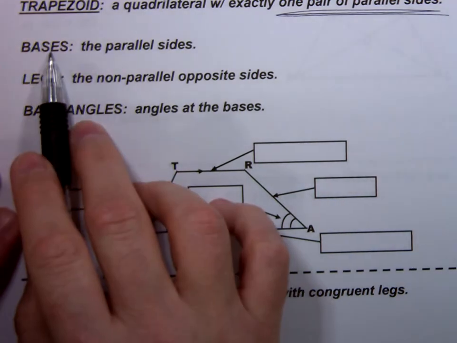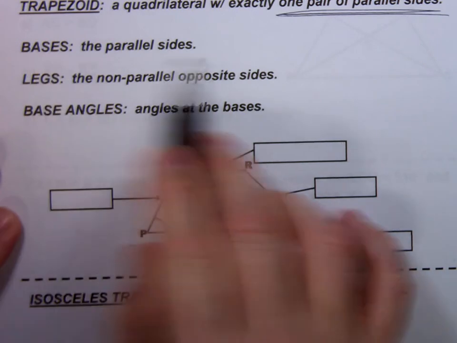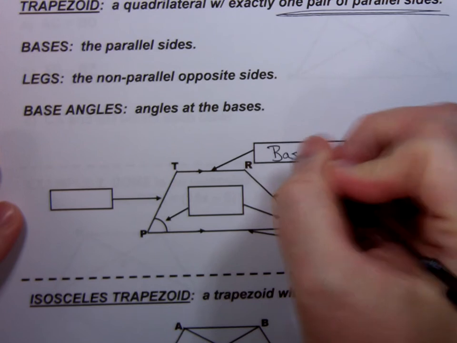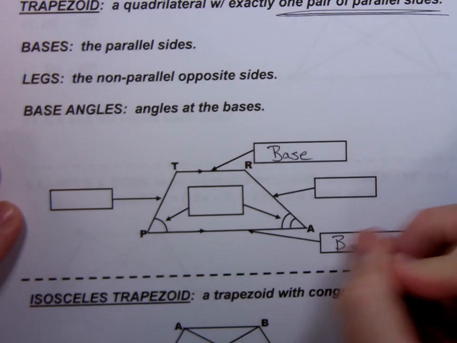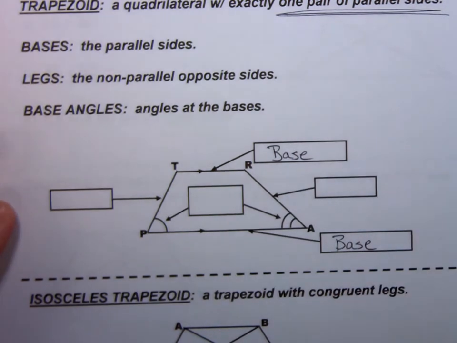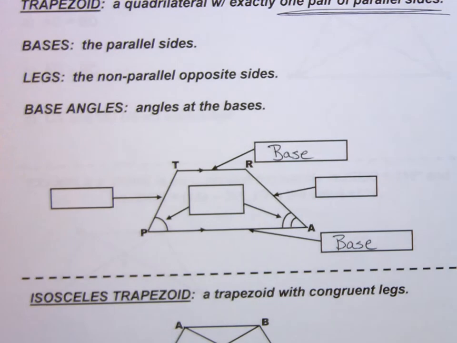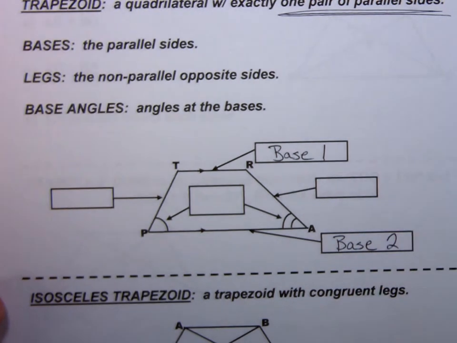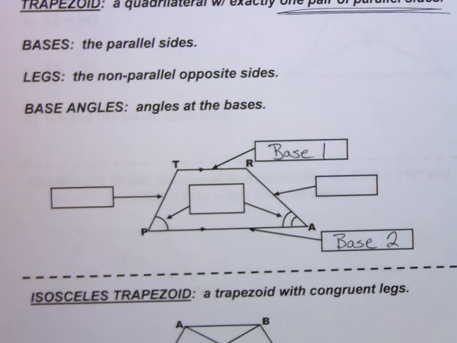Alright, different parts of the trapezoid. The bases are the sides that are parallel to each other. So this would be a base, and this would be a base. We're going to do some formulas later, and we'll refer to base 1 or base 2. It really doesn't matter which one is 1 and which one is 2, but you've got two different bases. So just to distinguish between the two, we'll call one of them base 1 and the other one base 2.